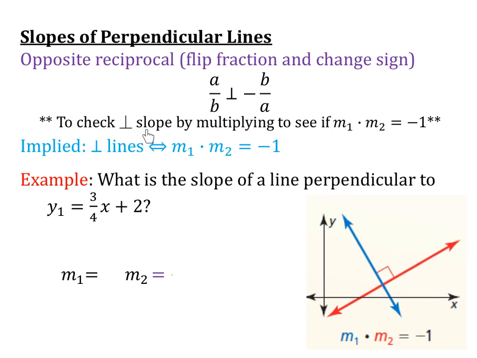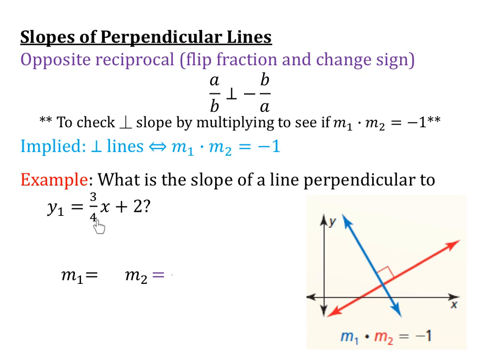And you can always check perpendicular slopes by multiplying them together. So take m1 times m2, so slope 1 times slope 2, and if it equals -1, then they are perpendicular lines. So that leads us to our implied: perpendicular lines implies slope of the first line times slope of the second line equals -1. So the product of the slopes is equal to -1.